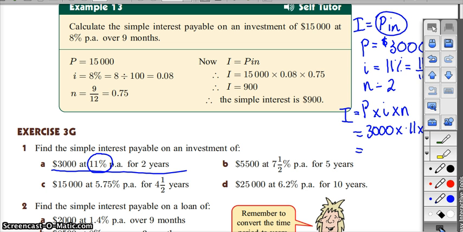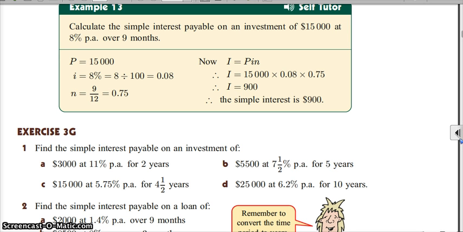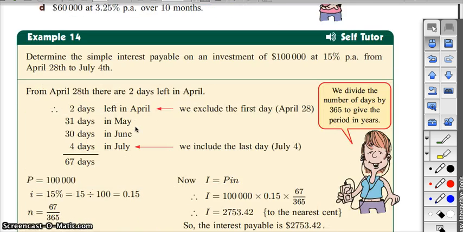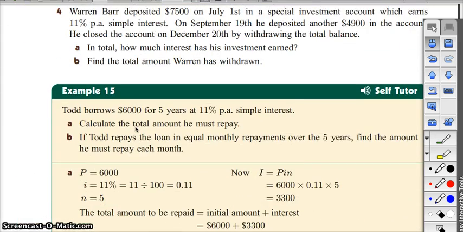So Ash, we'll now go on to question 4. That's the one that we're going to work through, isn't it? Okay, so question 4.